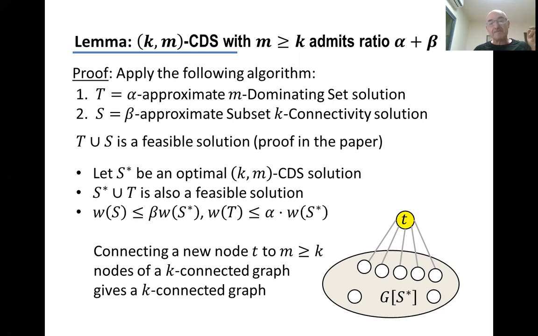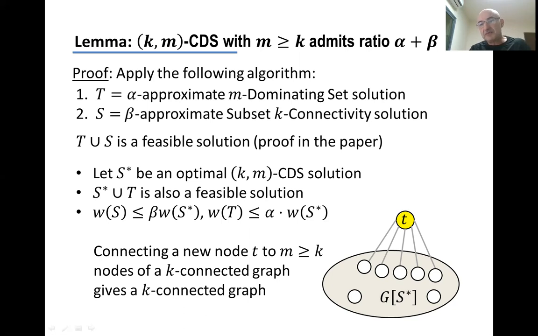But now see what happens. S is a beta approximate solution. So the weight of S is at most beta times the weight of S star, where S star is some optimal solution. And clearly the weight of T, the alpha approximate M dominating set solution, is at most alpha times the weight of S star. So if we take the union, then it's at most alpha plus beta times the weight of S star. So the approximation ratio is alpha plus beta.